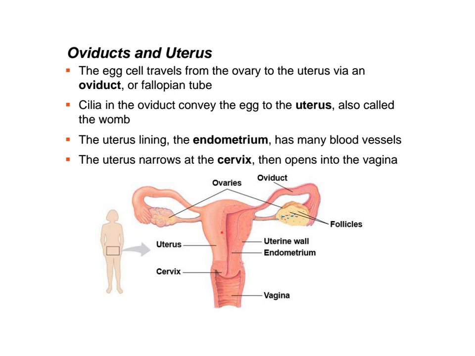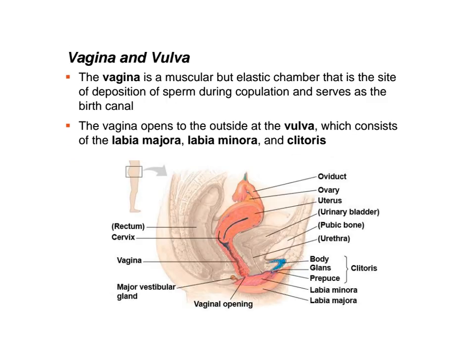The uterus narrows at the cervix, which opens into the vagina. The vagina is a muscular but elastic chamber that is the site of deposition of sperm during copulation and serves as the birth canal. The vagina opens to the outside at the vulva, which is the collective term for the external female genitalia, which consist of the labia majora, labia minora, and the clitoris.